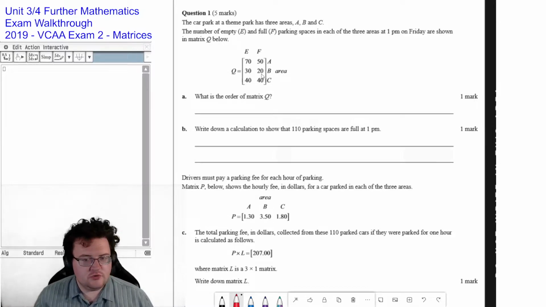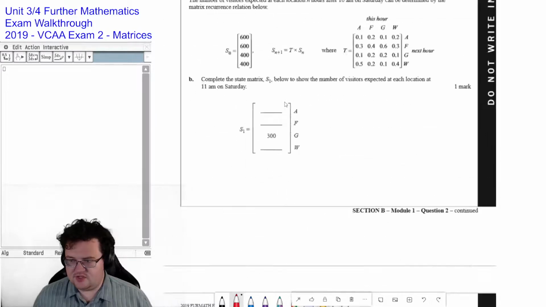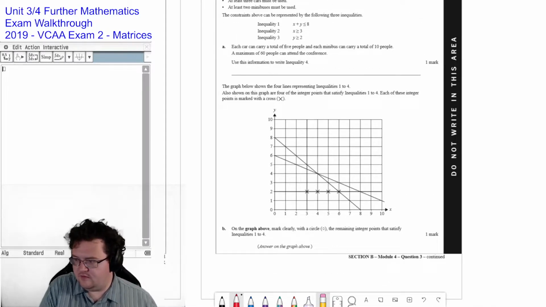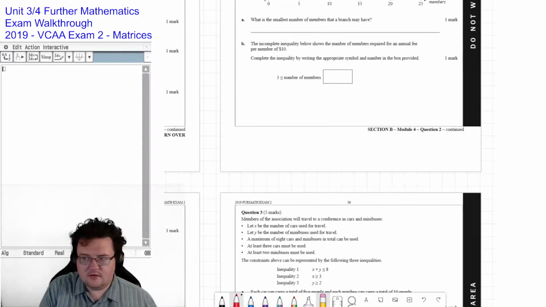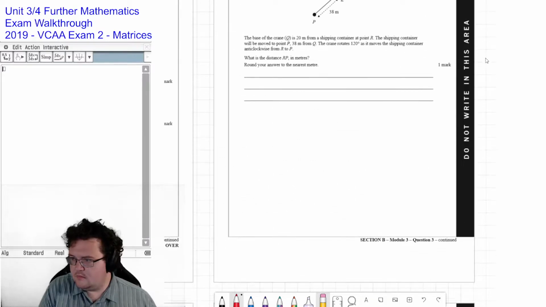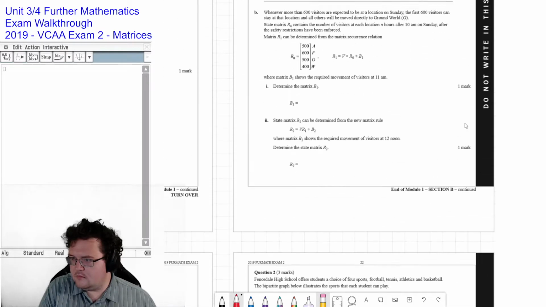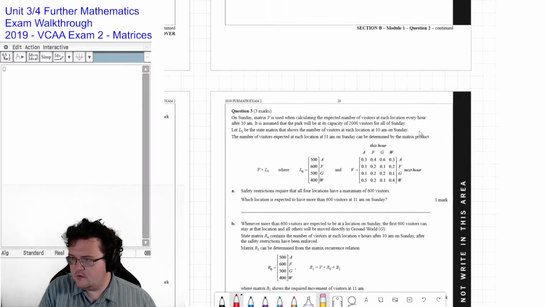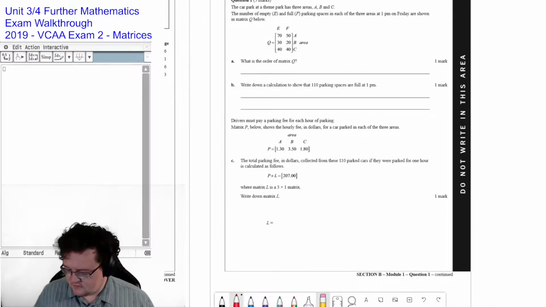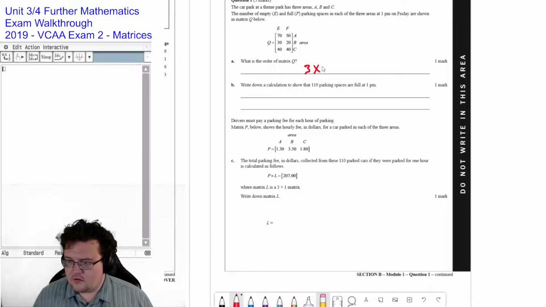Remember, it is rows times columns, so it's 3 by 2. 3 by 2.